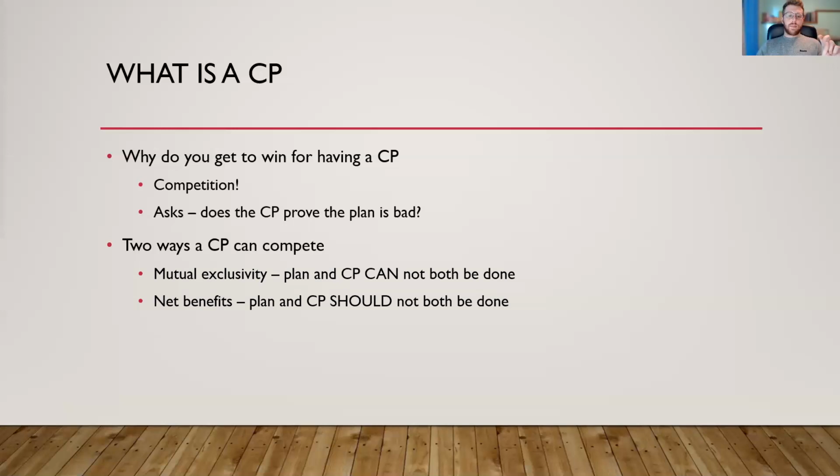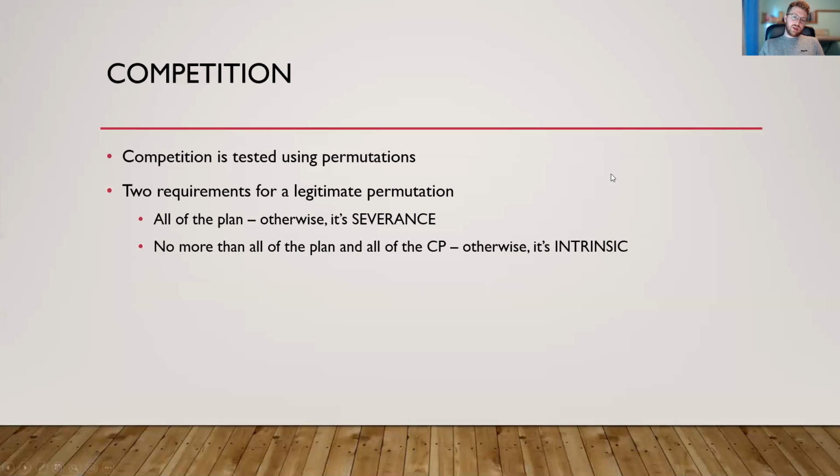All right. So competition. We have mutual exclusivity and we have net benefits. The way that we test competition is with permutations. And with permutations, we have two requirements usually for what is considered a legitimate permutation.